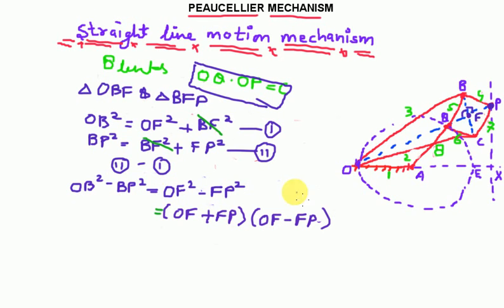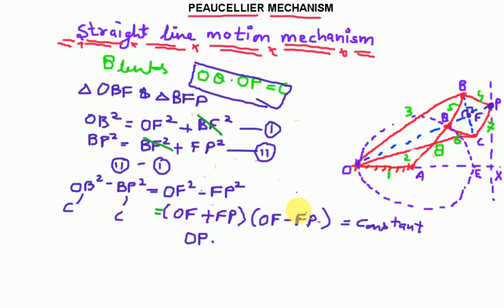And we know that OB is a rigid link, so it is a constant, and also BP is a rigid link, it is also constant. So we can say that OF plus FP into OF minus FP is constant. Or we can say, as you can see from the figure, OF plus FP is equals to OP, right? And OF minus FP, which is further equals to FQ.